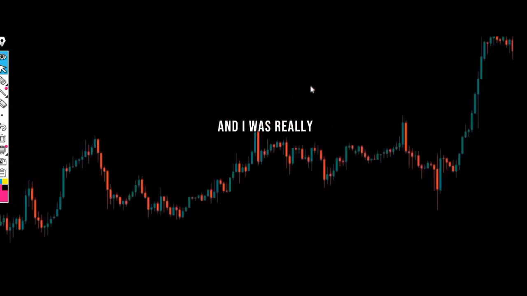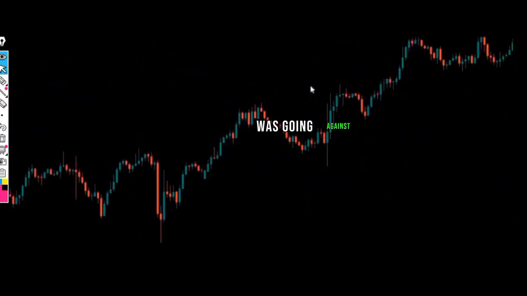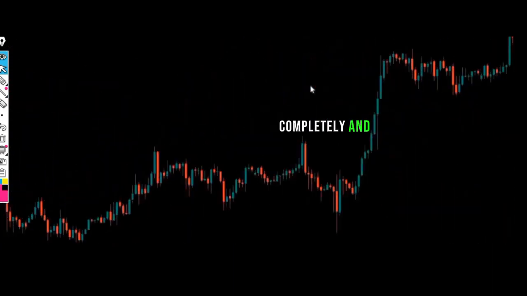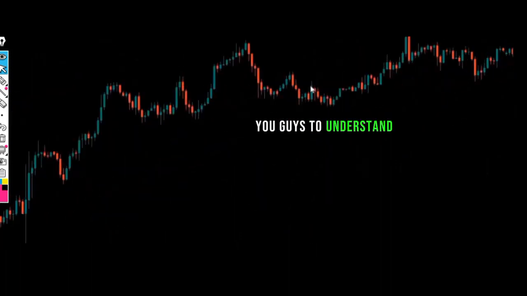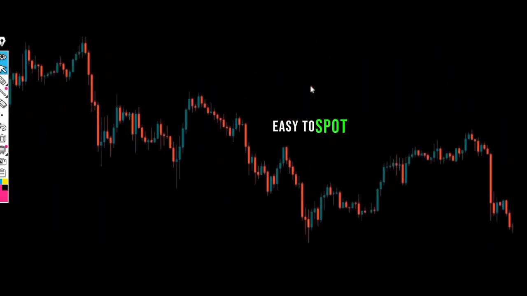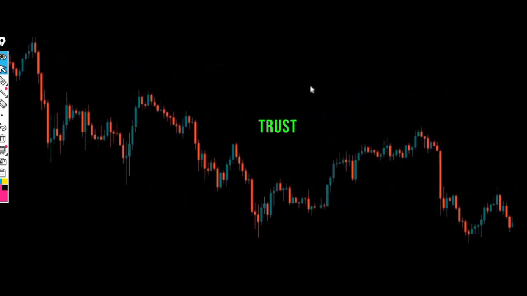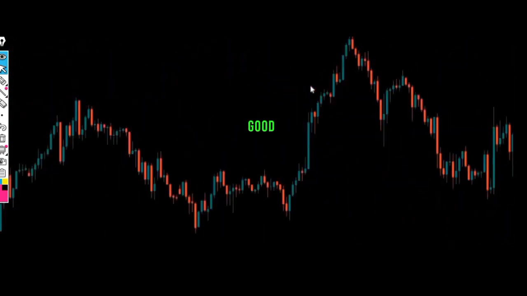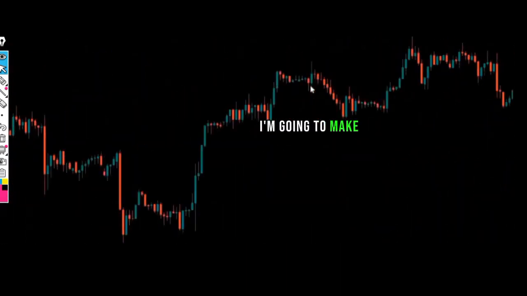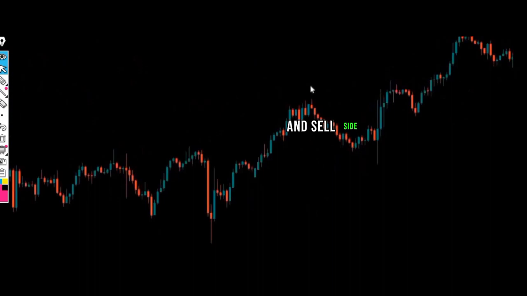And I was really going through a lot, having seen movement like this on my chart, and most of the times I was going against them, and I knew when something like this happened, my account is completely gone. So I will urge you guys to understand, practice, and make sure you know buy side and sell side liquidity. Very easy to spot them on the chart, and so expect displacement. And when you catch a displacement move, trust me, you're going to make a pretty good amount of money. I majorly look for this displacement because I know I'm going to make a good amount of money by understanding first liquidity, buy side and sell side liquidity.